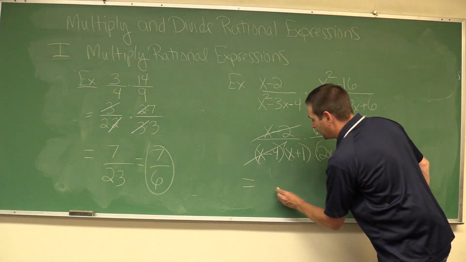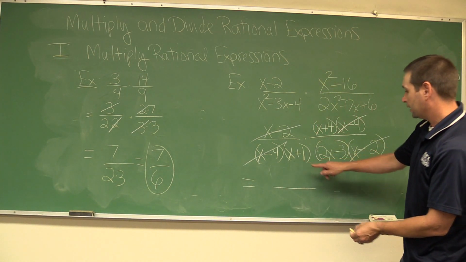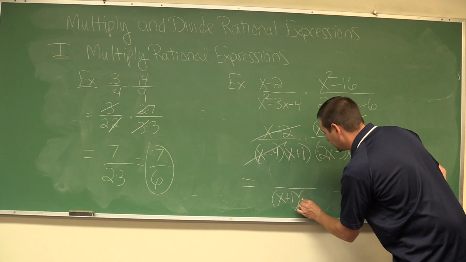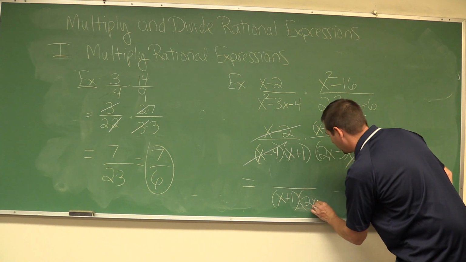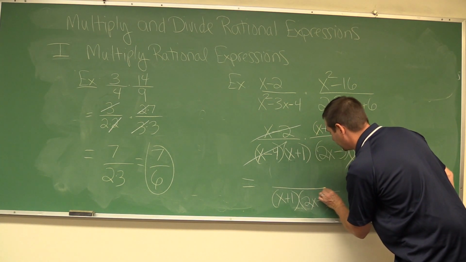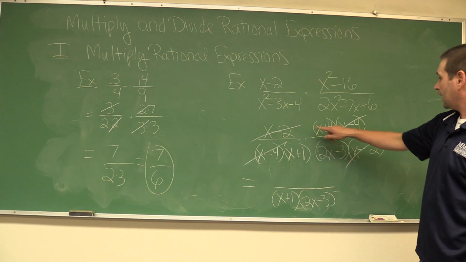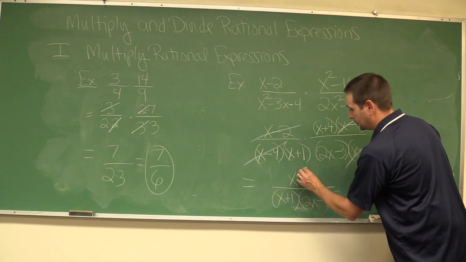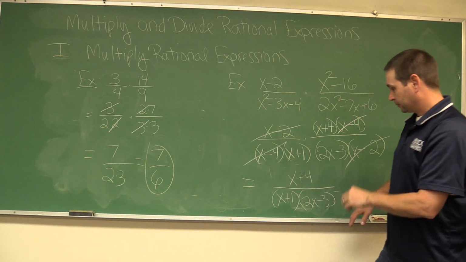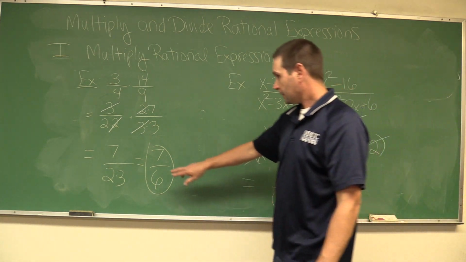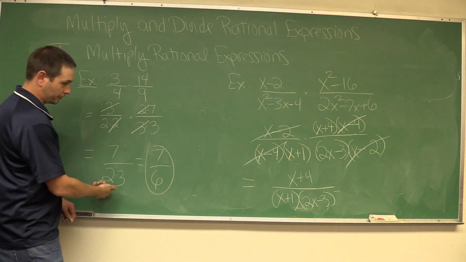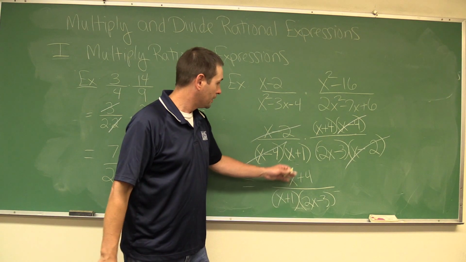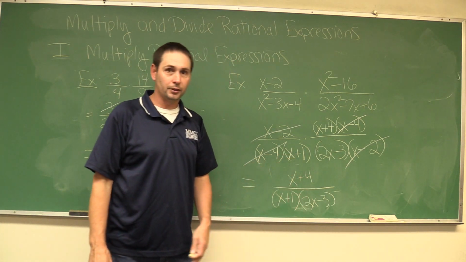So then I'm going to write my fraction. What's left on the bottom is an x plus 1 times 2x minus 3. On the top is an x plus 4, and that's it. And that's an acceptable answer. This is what I was talking about over here. If it's numeric, I would generally just multiply that, and you have 7/6. This is an acceptable answer. The reason being, there are no common factors to cancel anymore.